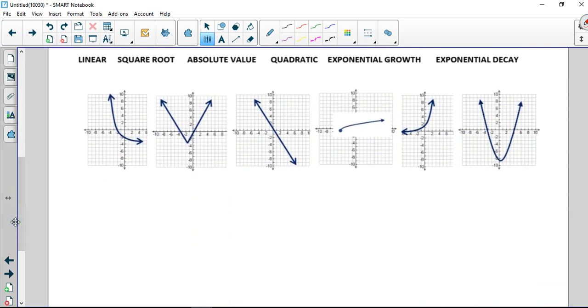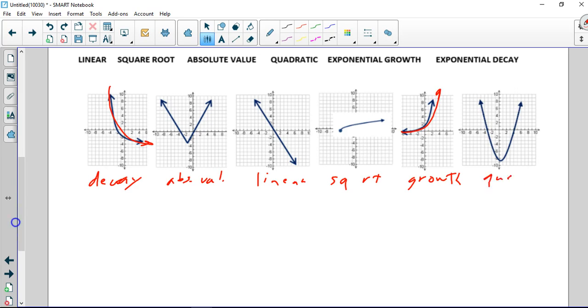Okay, so what do these look like? Well, here we have decay, because over time it's going down. Here we have v for absolute value. Here we have a linear function, straight line. Here we have square root. Here we have exponential growth. It's going up over time. And here we have a parabola, which means it is quadratic.